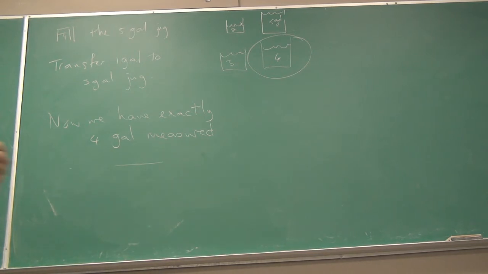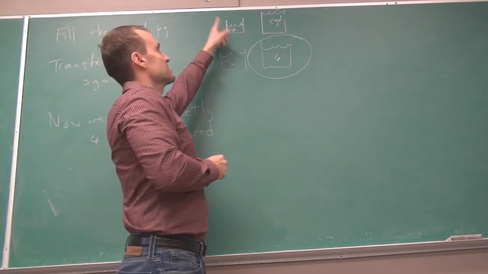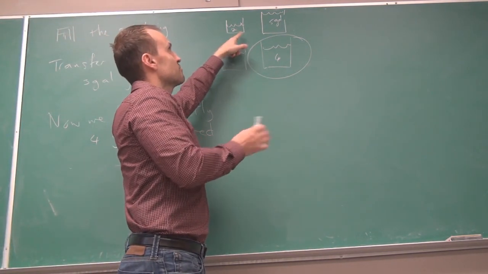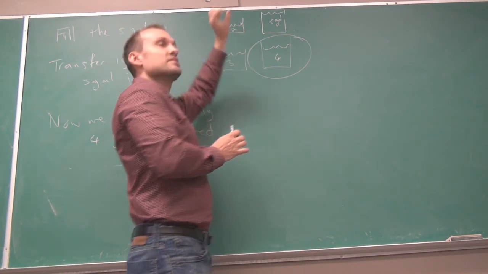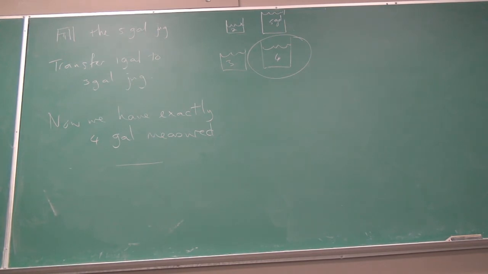At the end, how do you know you're putting 1 gallon? Because if I have 2 in there, it's a 3-gallon jug. If I pour without spilling and fill it, there's only space for 1 gallon, meaning there has to be 4 in the other one.